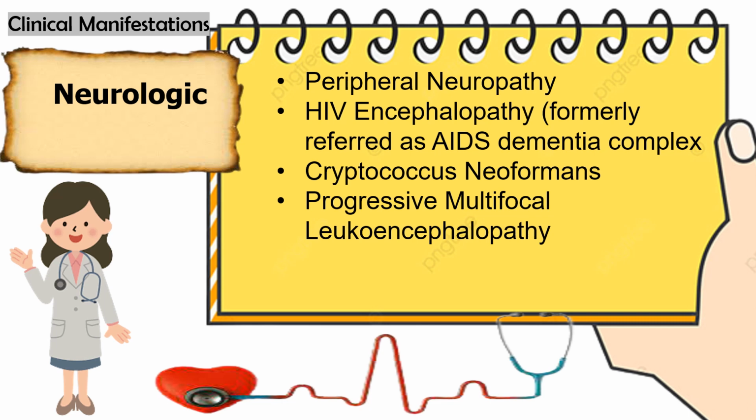So the patient may have again peripheral neuropathy, HIV encephalopathy, formerly known or referred to as AIDS dementia complex, or Cryptococcus neoformans and progressive multifocal leukoencephalopathy. So the immune system responds to HIV infection in the central nervous system with inflammation, atrophy, demyelination, degeneration, and necrosis that again causes the following signs and symptoms.